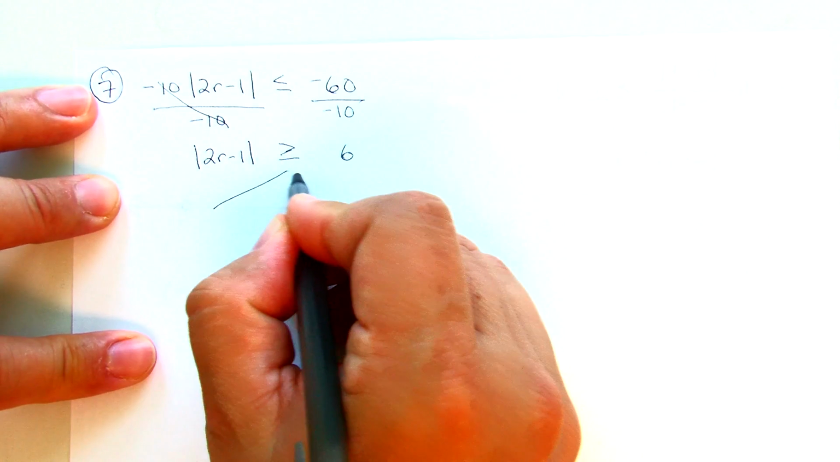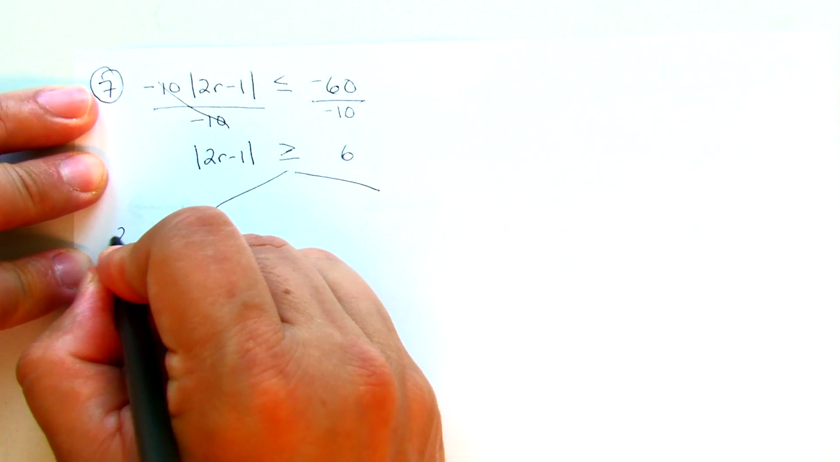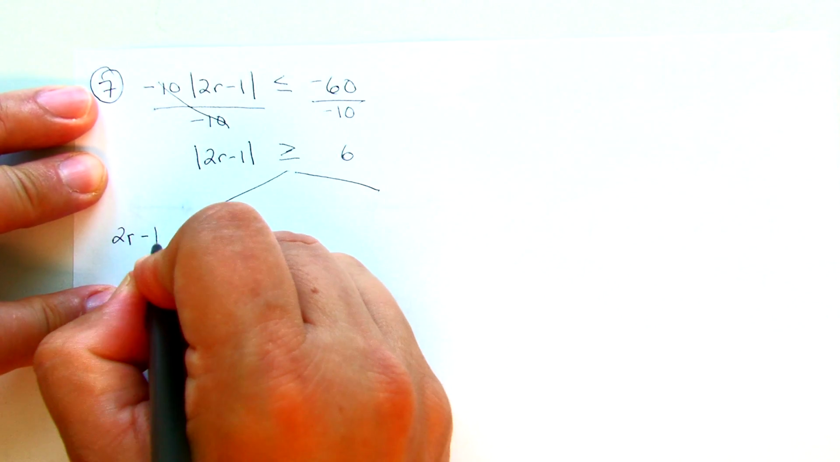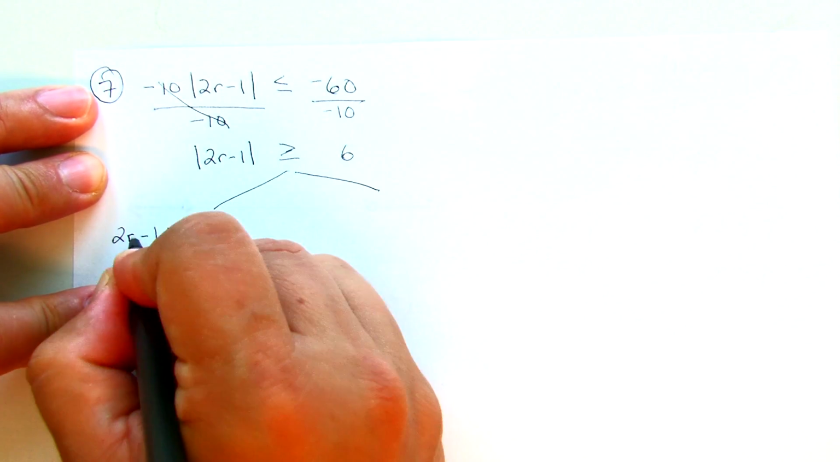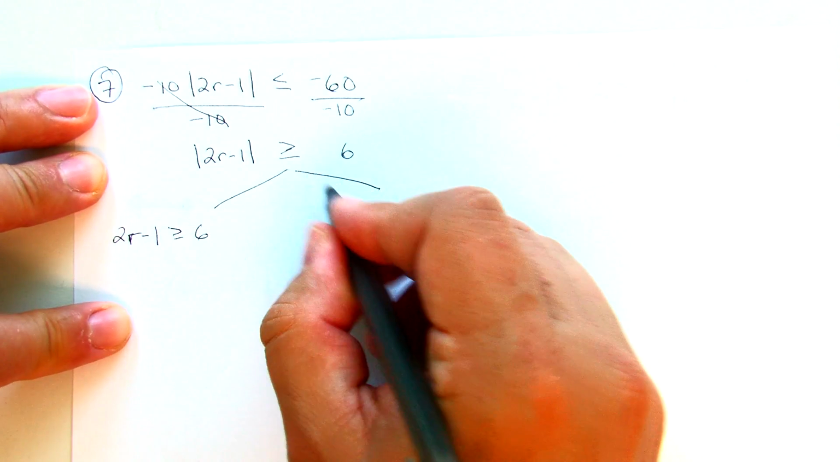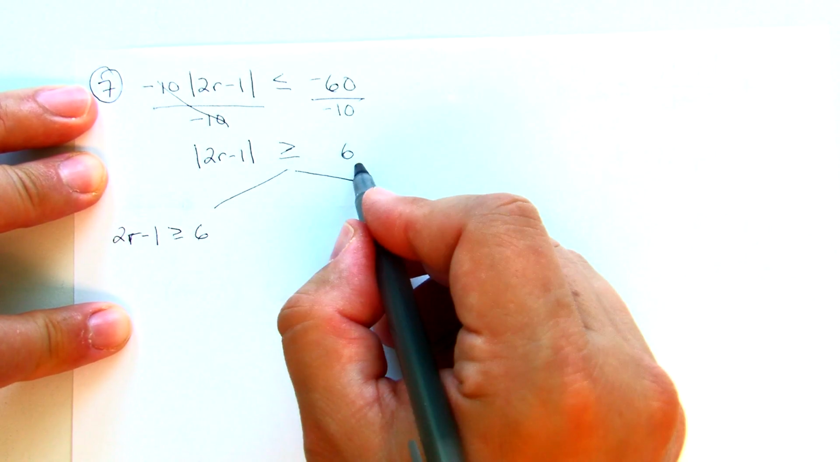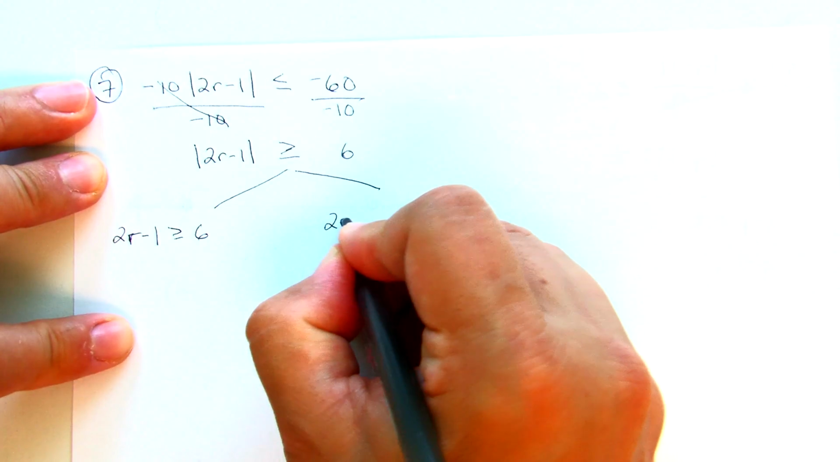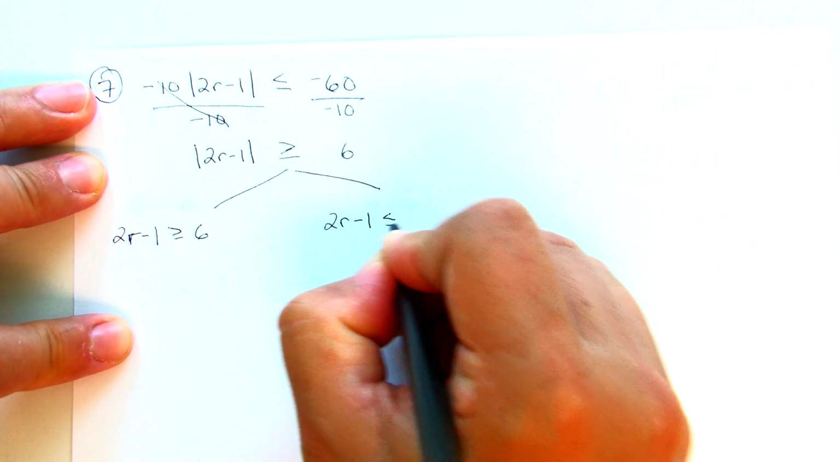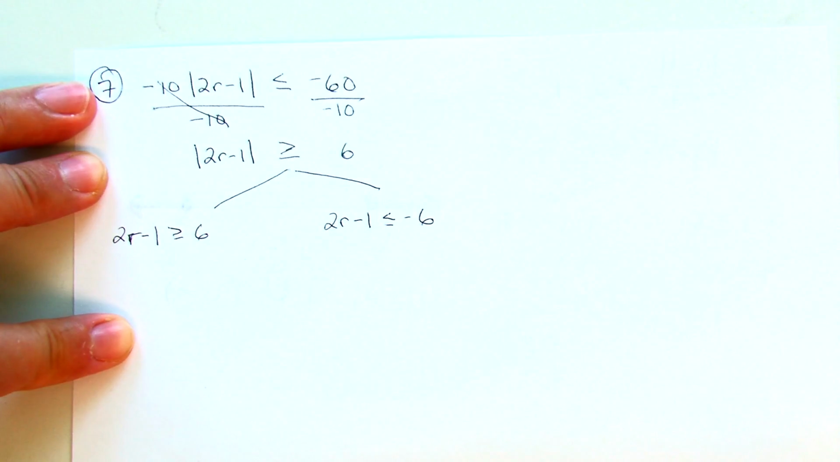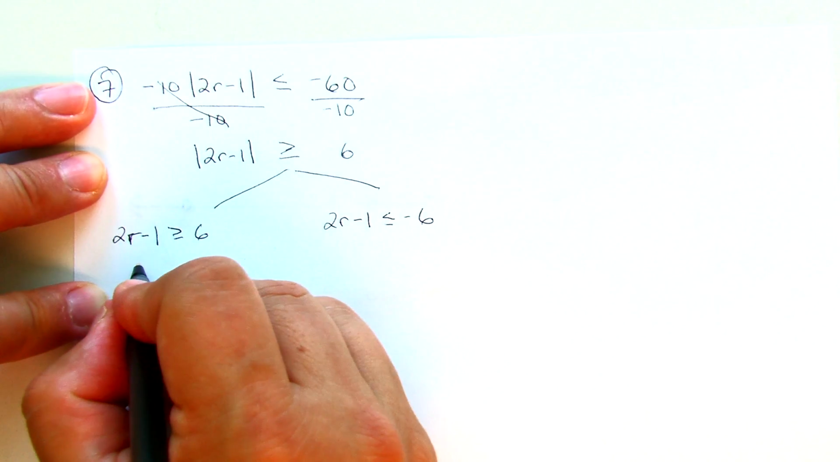Now we're going to split this into two inequalities. 2r minus 1 is greater than or equal to 6. And again, we're going to have to switch the inequality symbol when we do the negative version. So 2r minus 1 is less than or equal to negative 6. Alright, now we can solve both of these.